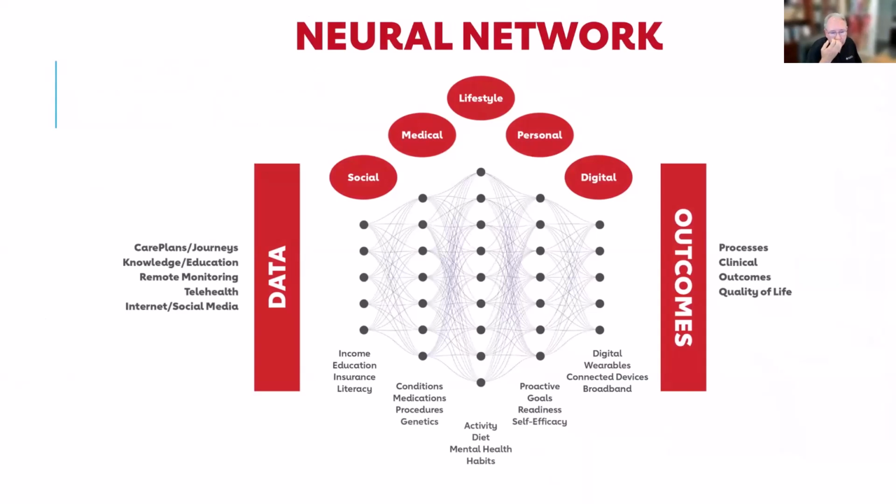And they really work using what are called neural networks. So going from data inputs through the system to output, to outcomes, but really looking at not how these things are isolated and separate and independent, but how these different layers from social to medical to lifestyle to personal to digital are interrelated, and how one level can impact other levels.